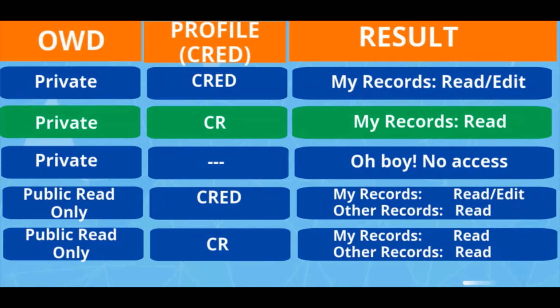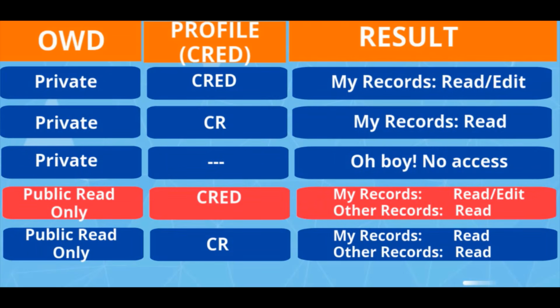Very simple. Now this third scenario says OWD is equal to private and profile is equal to empty, which means there is no access on that object. As soon as there is no access on that object in the profile, no matter what, the user will not be able to see any data. He will not have any access at all.